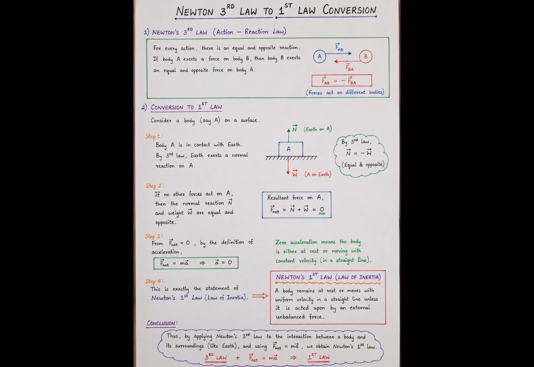Part 3. The step-by-step conversion. Step 2. The net force. If no other outside forces are interfering, the net resultant force acting strictly on our block is the sum of the normal reaction and its weight, since they are equal and opposite.